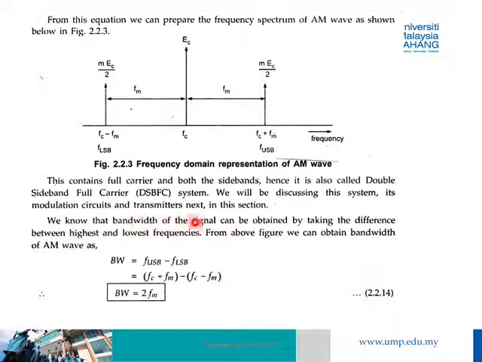As we know, the bandwidth of the signal can be obtained by taking the difference between the highest and lowest frequency. From the above figure, we can obtain the bandwidth BW. The bandwidth is upper frequency minus lower frequency. So upper is FC plus FM, minus FC minus FM. So bandwidth is equal to 2 FM. This range is FM, and this range is FM. So the bandwidth of the signal is 2 FM, from lower to upper.